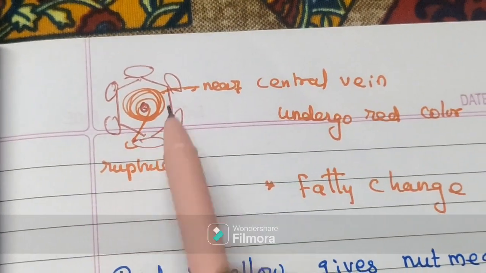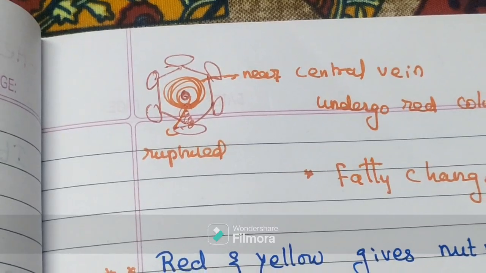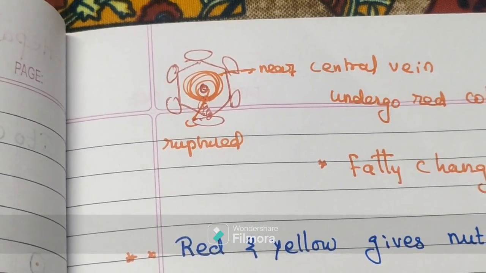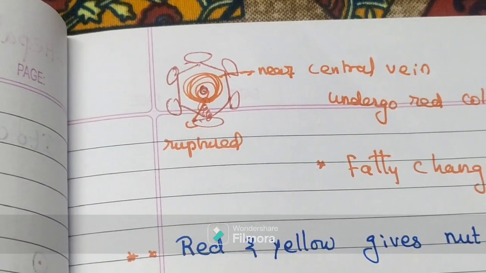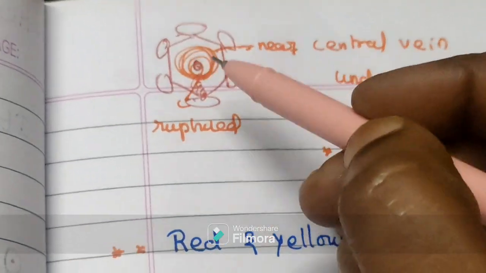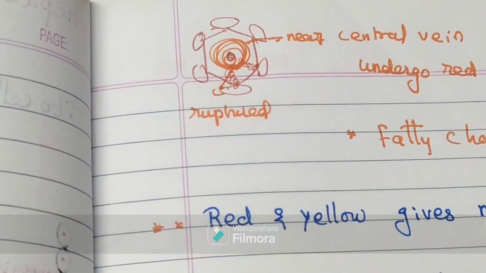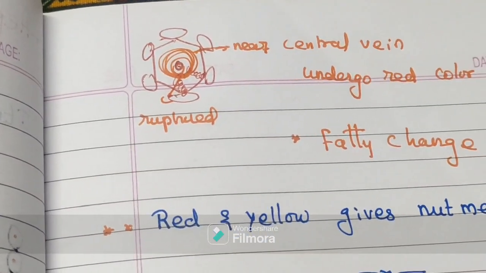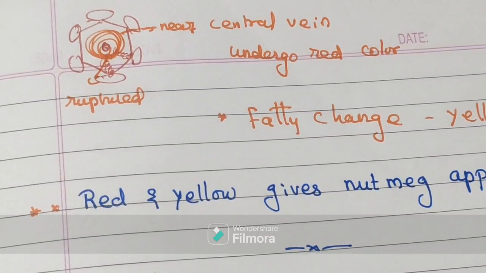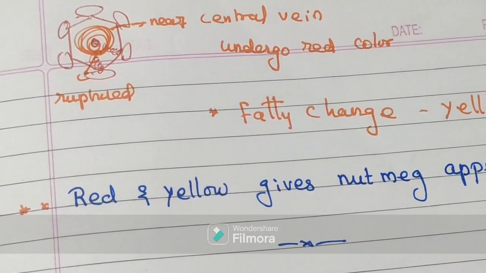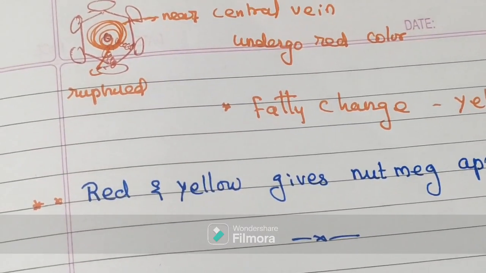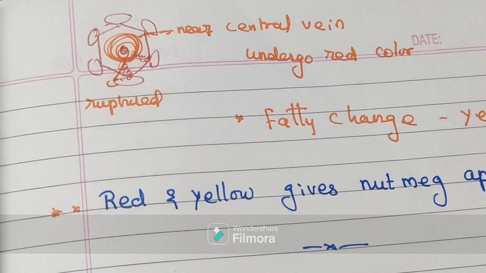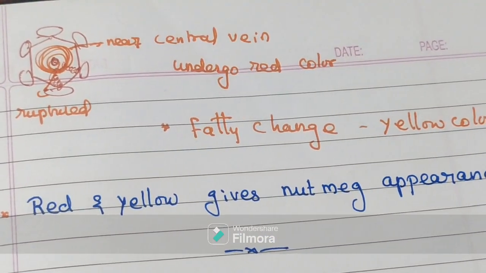The hepatocytes near the central vein undergo hemorrhagic necrosis because the vein ruptures and impure blood comes out, causing necrosis of these hepatocytes. Hepatocytes which are near the portal triad are yellow in color because of fatty change. The red color is from hepatocytes around the central vein, due to hemorrhage. The yellow color is from hepatocytes near the portal triad, due to fatty change. So alternating red and yellow gives the nutmeg appearance.